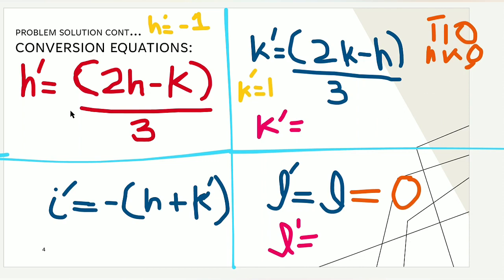All right. So I prime, we can see that I prime equals H prime plus K prime. H prime is minus 1 plus K prime, which is 1. This is equal to 0.